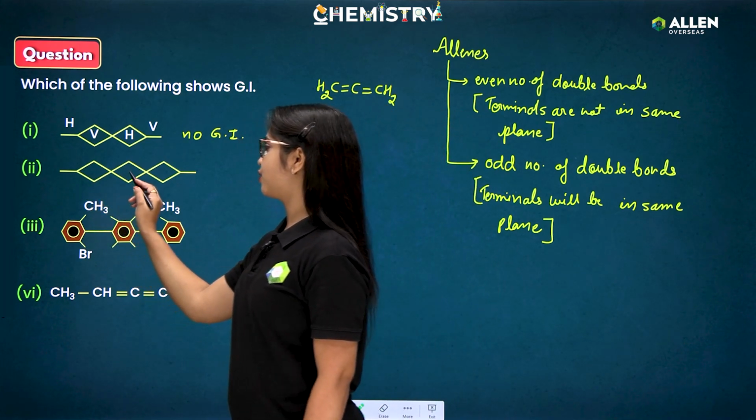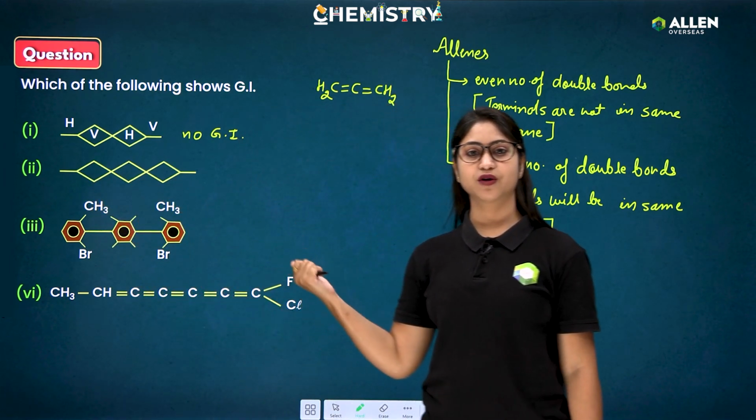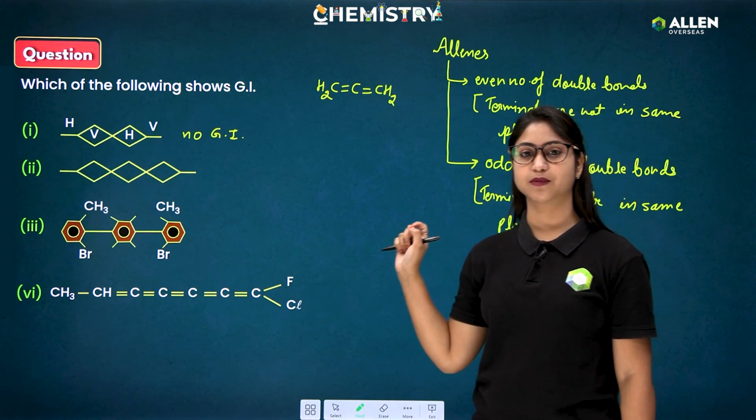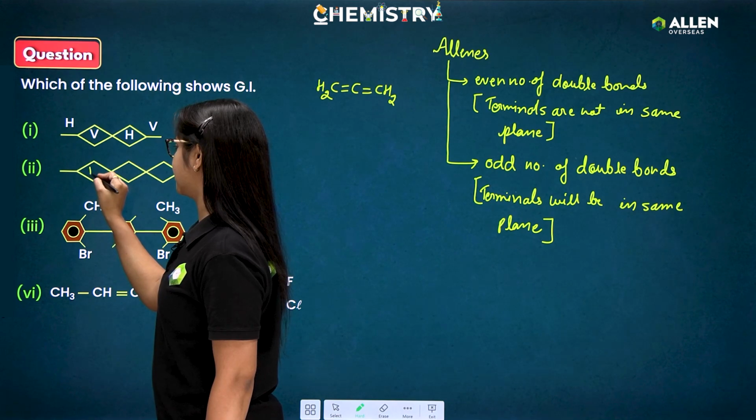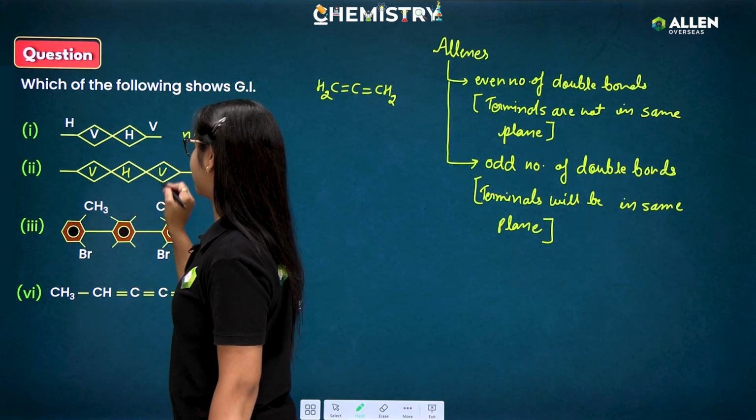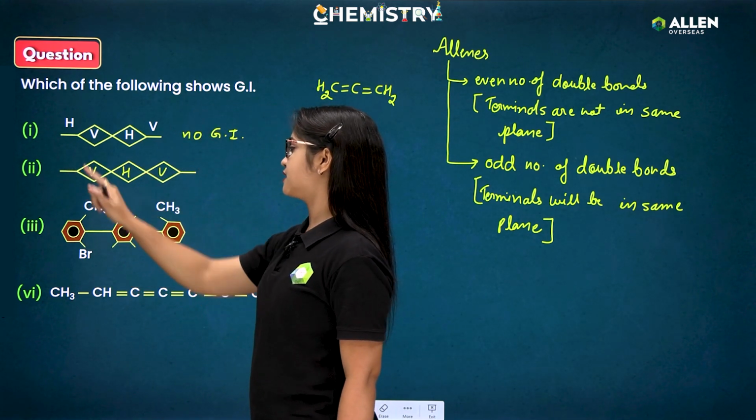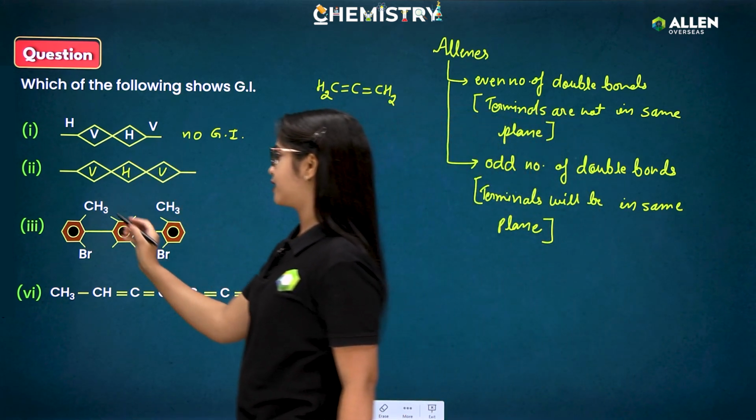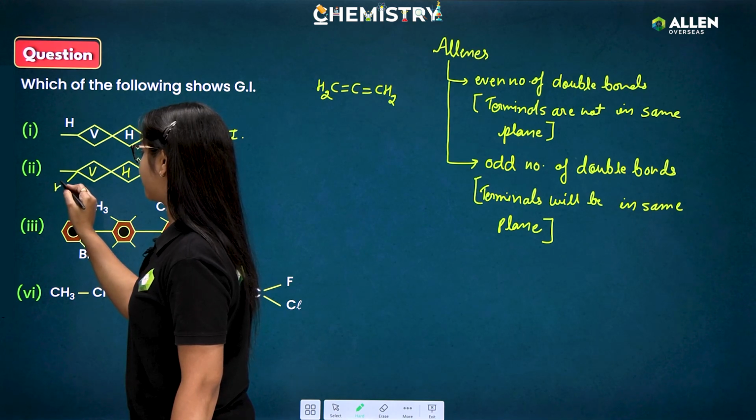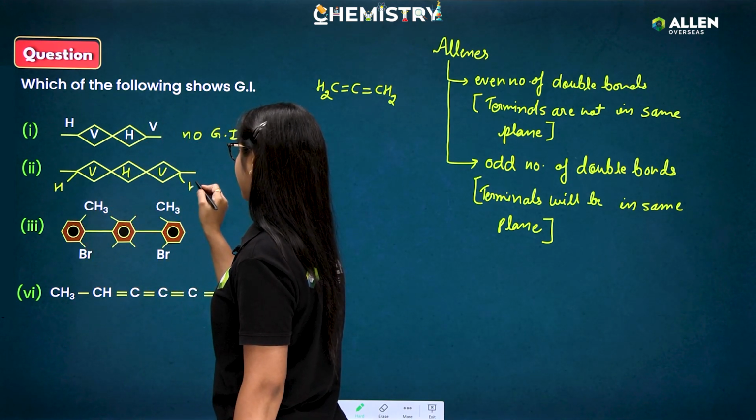For the second compound, you have an odd number of rings, equivalent to an odd number of double bonds in allenes. So if this is vertical, this will be horizontal and this will again be vertical. So the terminals have come in the same plane. Here you have one methyl and the other is hydrogen.